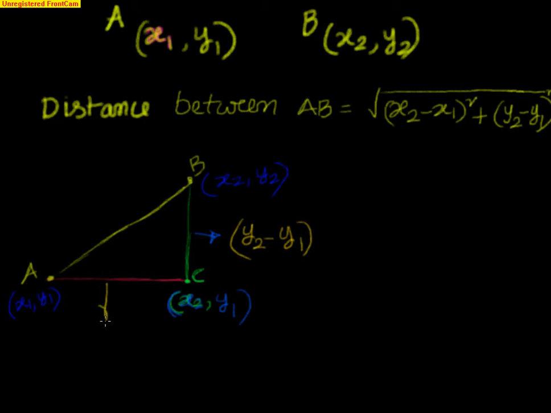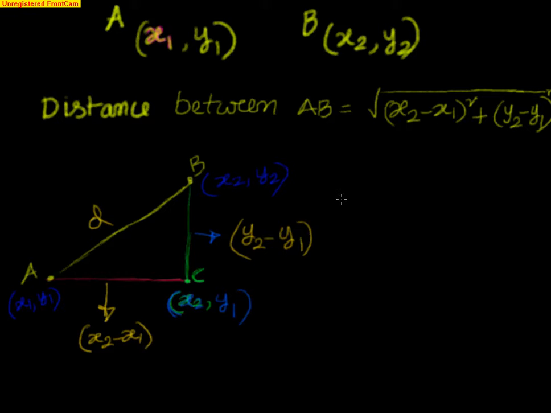Similarly, along this length on the horizontal line, the y coordinate is constant. You can see it as y1. So the distance horizontally is x2 minus x1. Now suppose this is the distance between A and B.